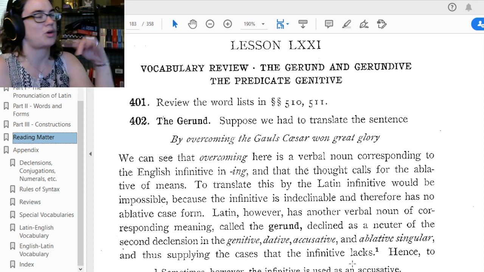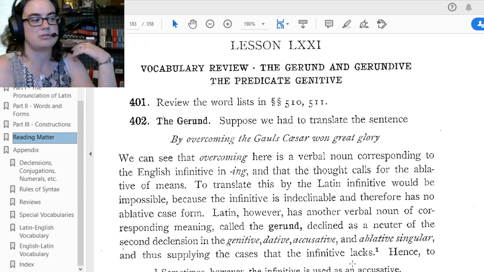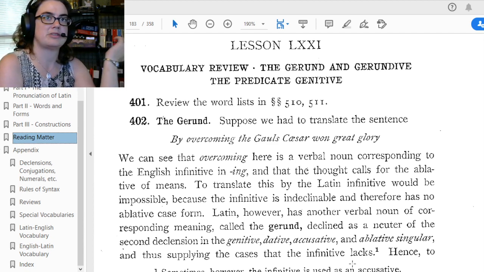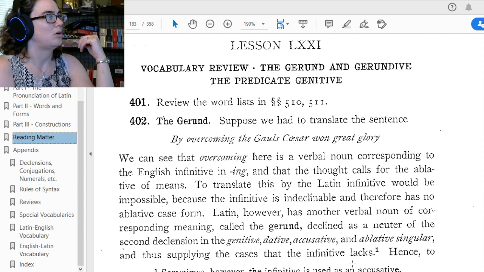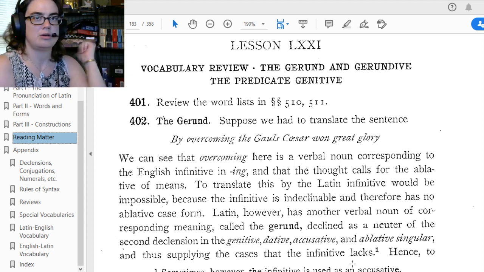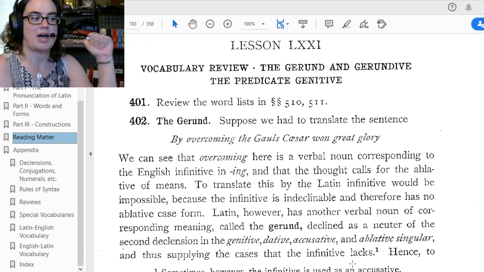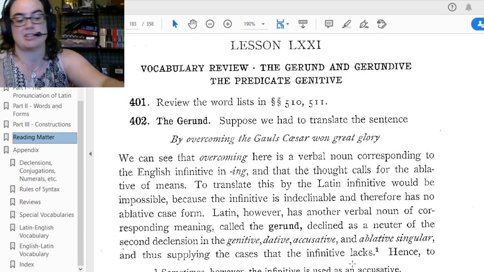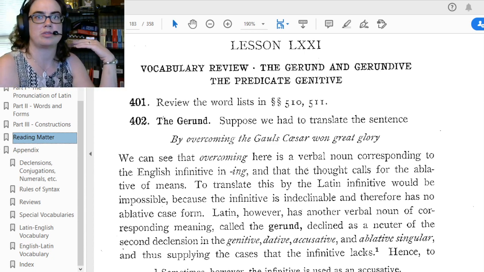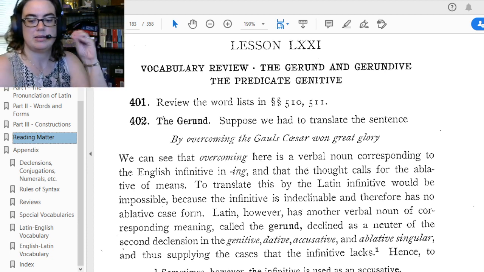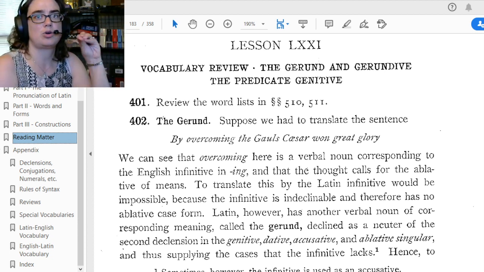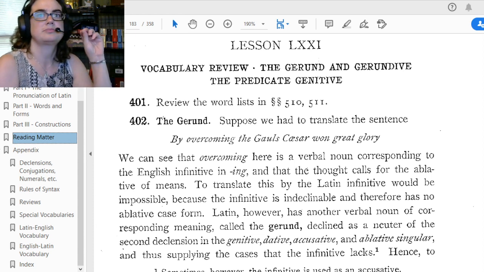Streaming is a weekly activity for me. That is a gerund. But if you say, while streaming, my cat bothered me, that would be a present active participle. So it is by context that we know whether it's a gerund or a participle in the English. In the Latin, they look quite different. All right.